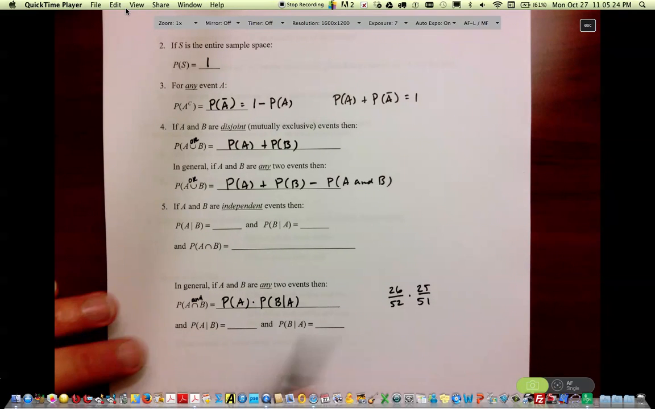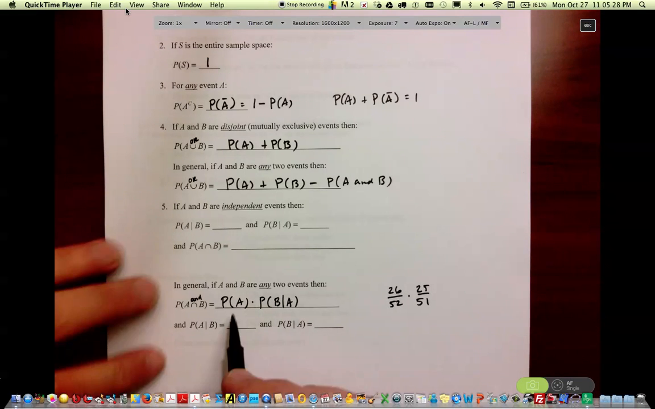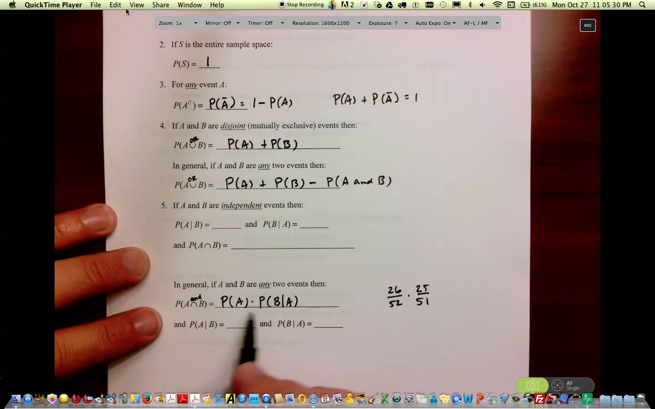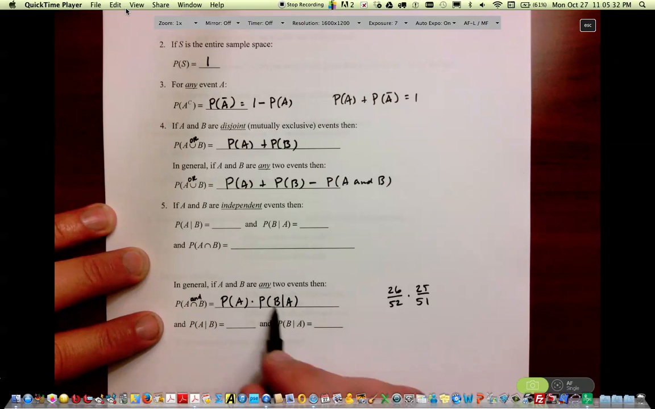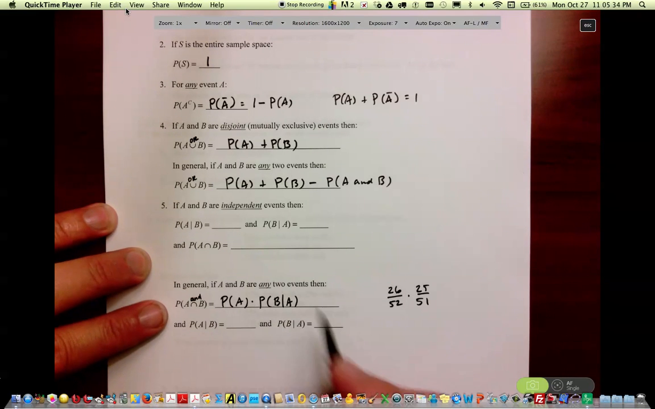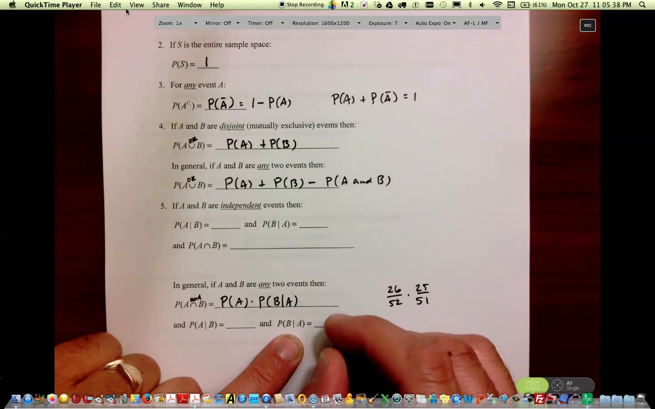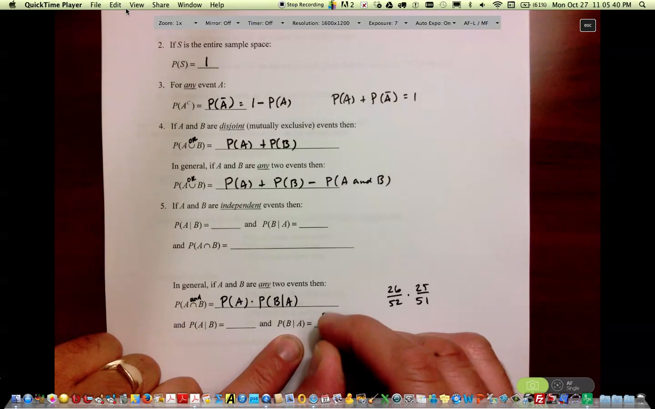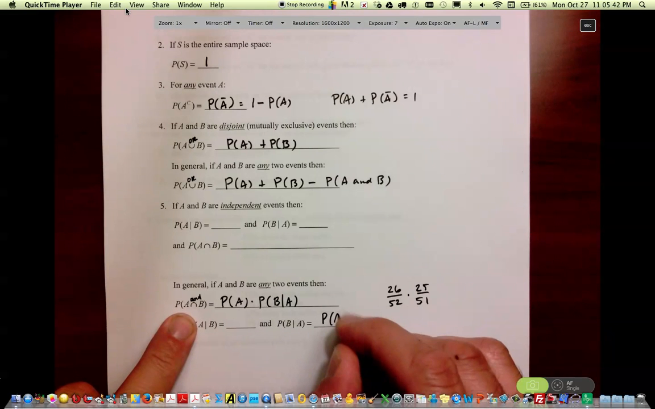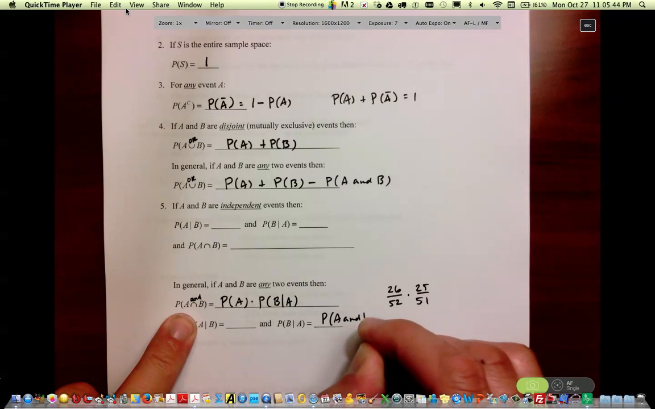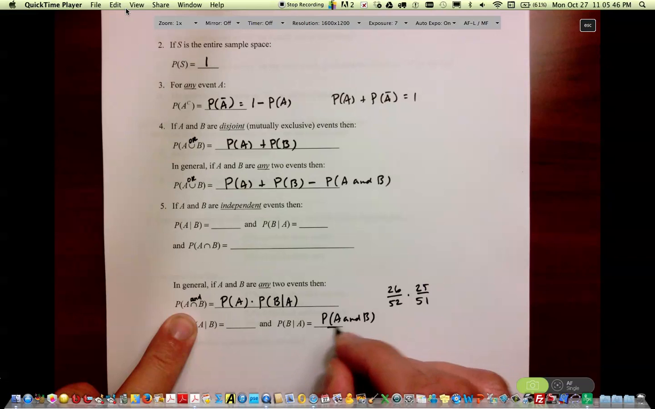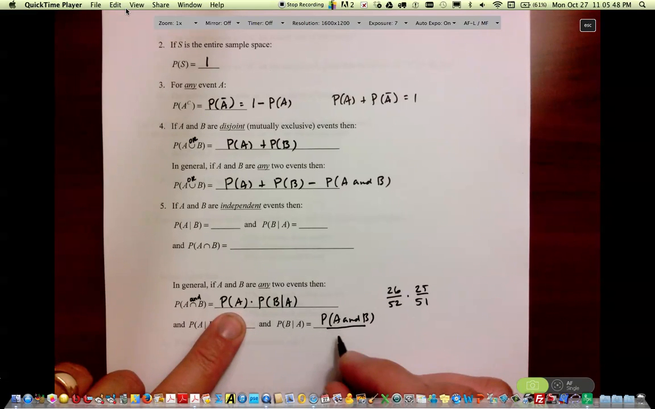Okay, so if we take these probabilities and rearrange them using some algebra, I'm just going to take both sides of this equation and divide by the probability of A. So the probability of B given A is going to be equal to the probability of A and B divided by the probability of A.